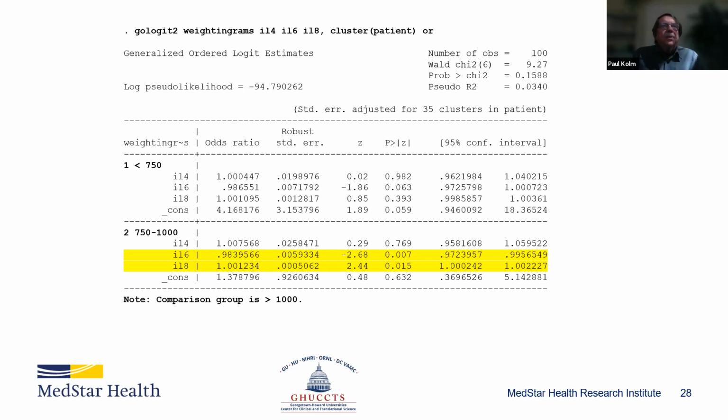And so here, I've asked for the odds ratios instead of the regression coefficients or the log odds. And so you can see that for the middle category, the 750 to 1,000 grams, for IL-6, which these IL-4, 6, and 8 are inflammation markers. And so for IL-6, you can see that there's a significant decrease in the odds of being in the middle group, the 750 to 1,000 group, by a factor of 2%. For the IL-8, there's an increase because the odds ratio is greater than 1, although not much greater.